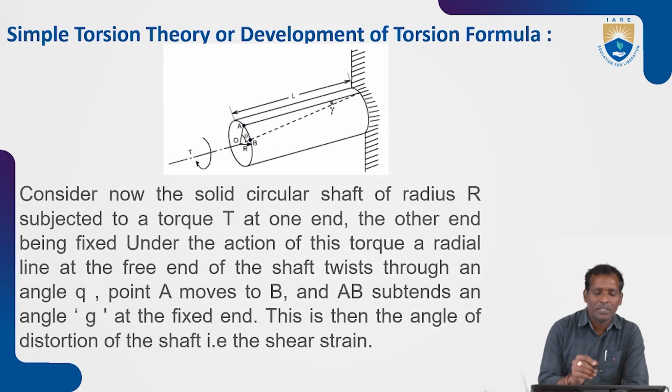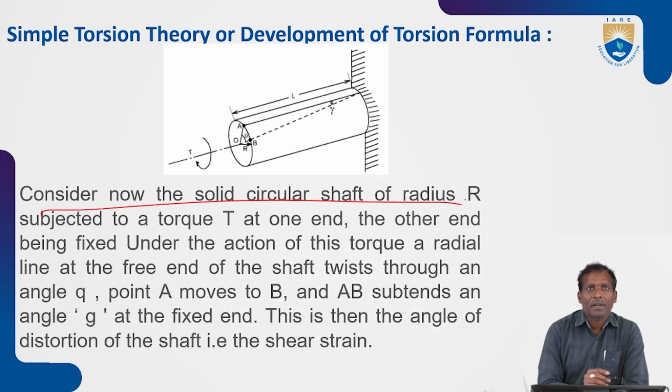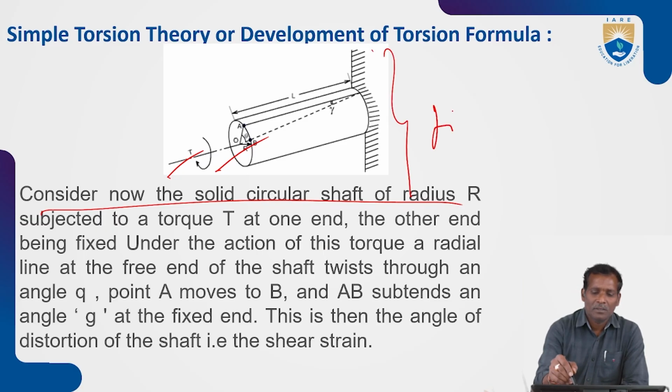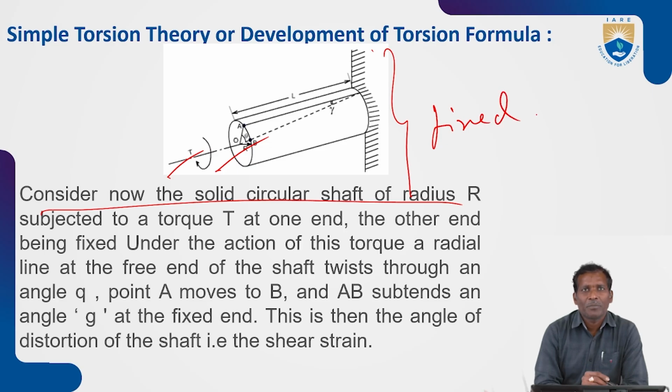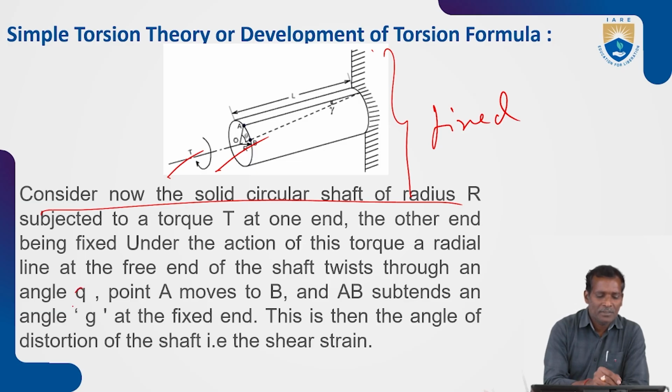Consider now a solid circular shaft of radius R subject to a torque T at one end, the other end being fixed. This is the fixed end. Under the action of this torque, a radial line at the free end of the shaft twists through an angle theta. The angle is shown here.